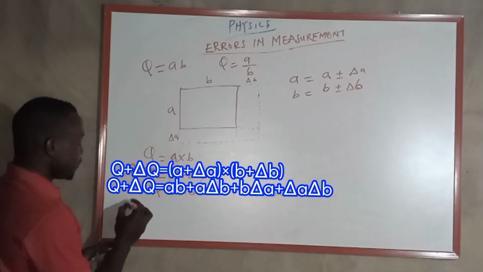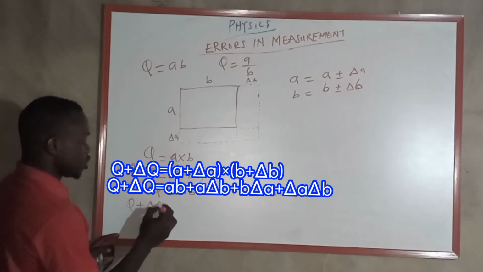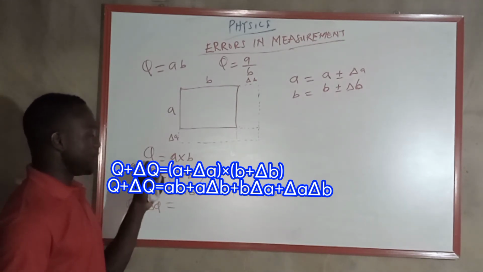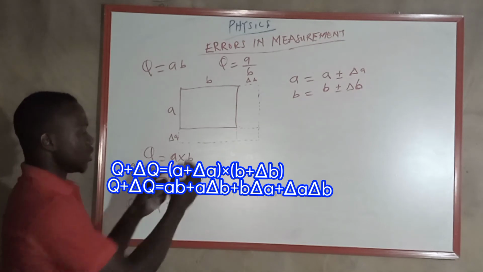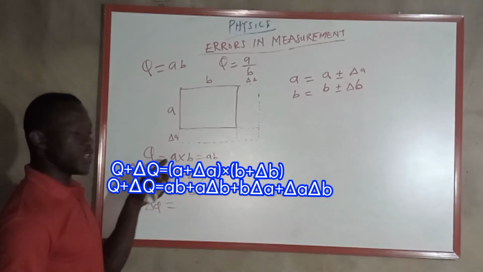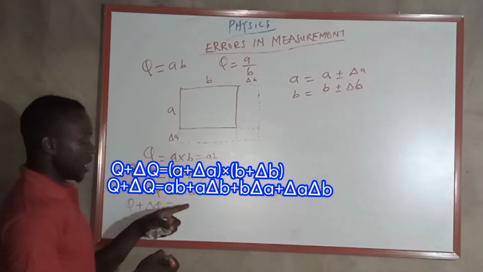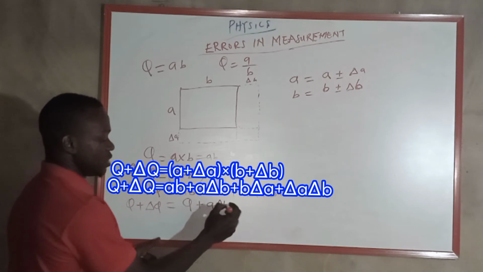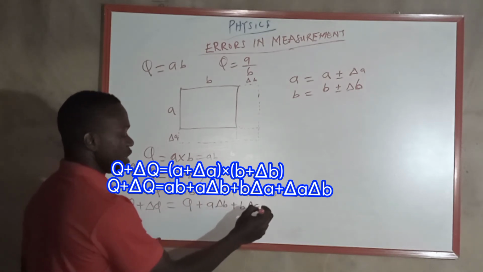So we have Q plus change in Q is equal to AB. Now, we know AB is what? AB is Q, because A times B is equal to AB. So we have AB here, and AB is Q. Automatically, we can replace this AB with Q here. We have plus A change in B plus B change in A plus.